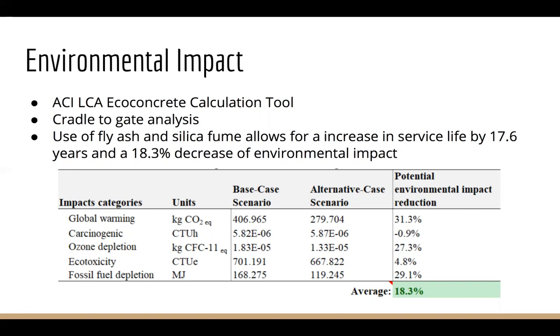Like Jack said, fly ash has a better impact on the life expectancy of the concrete and was clearly better at improving the environmental impact. So we decided to use 60% cement, 38% fly ash, and 2% silica fume, which resulted in an increase of service life by 17.6 years and an 18.3% decrease in the environmental impact of the concrete.